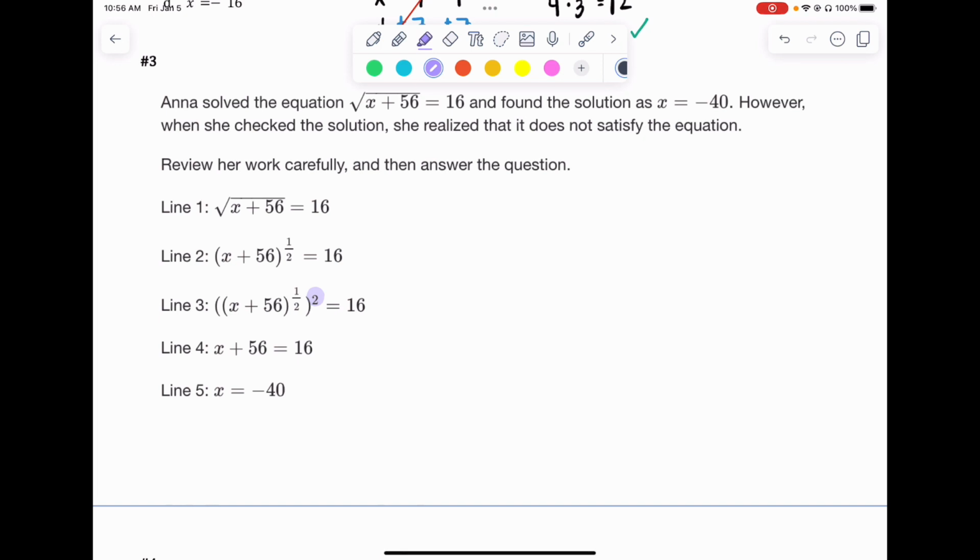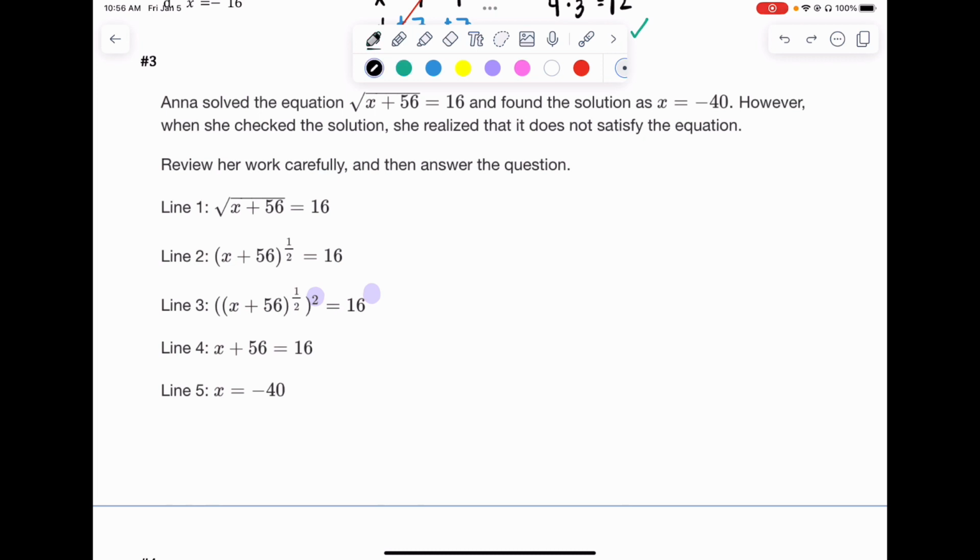But the problem is that whatever you do to one side of the equation, you have to do to the other, and she doesn't square the other side of the equation. So that 16 doesn't have an exponent over it, and that's her mistake, is that she should have raised both sides of the equation to the second power, so that she was able to keep the equation balanced.